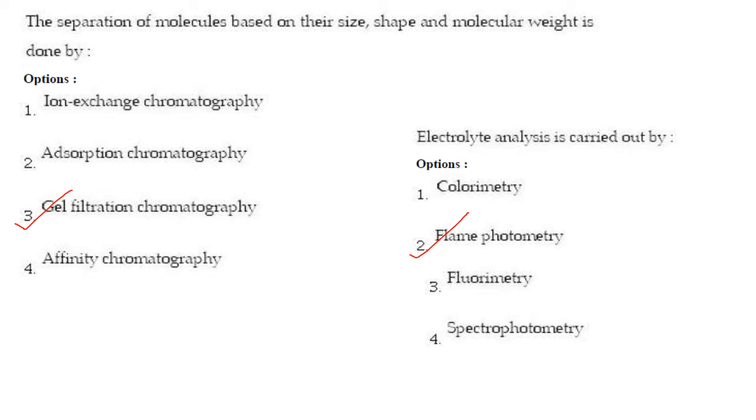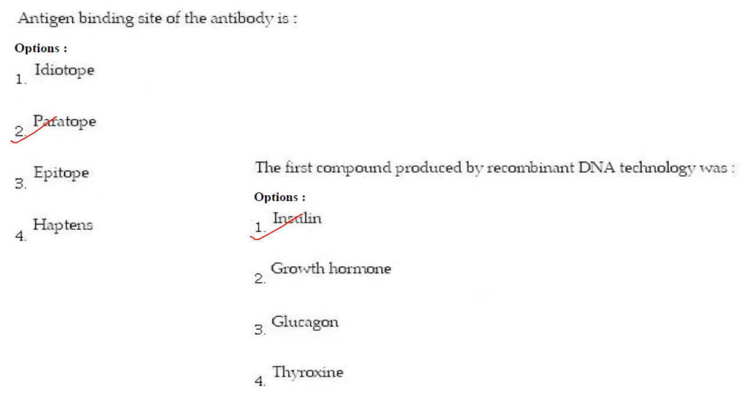Next one, electrolyte analysis is carried out by option 1, colorimetry, 2, flame photometry, 3, fluorimetry, and 4, spectrophotometry. Answer is option 2, flame photometry. Next one, antigen binding site of the antibody is option 1, idiotope, 2, paratope, 3, epitope, 4, haptens. Answer is option 2, paratope. Next one, the first compound produced by recombinant DNA technology was option 1, insulin, 2, growth hormone, 3, glucagon, and 4, thyroxine. Answer is option 1, insulin.